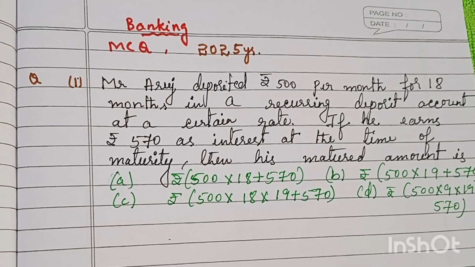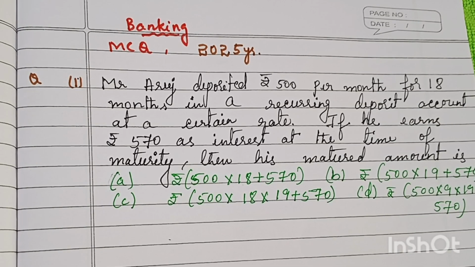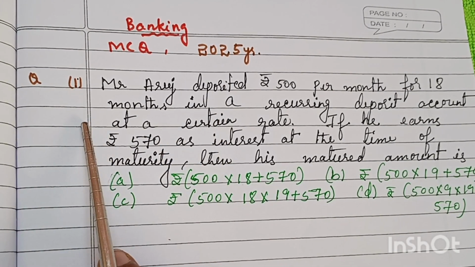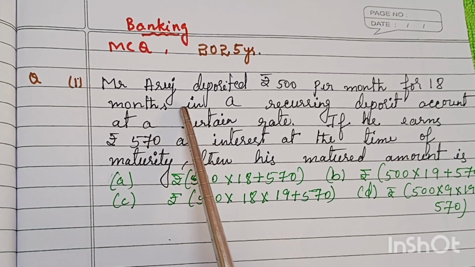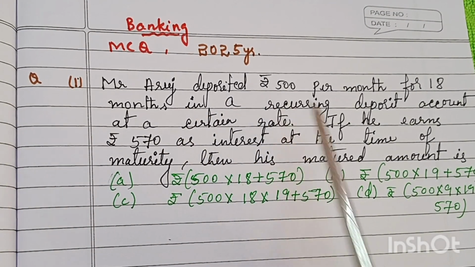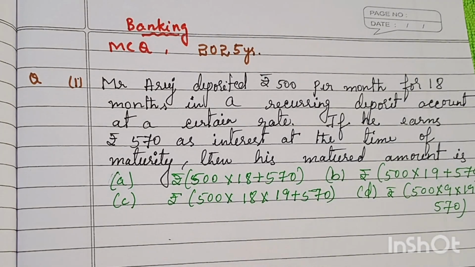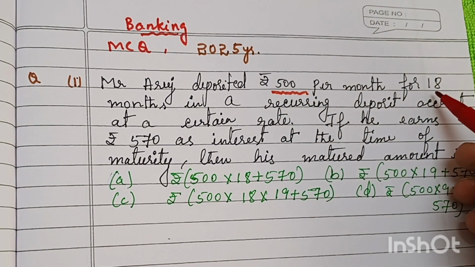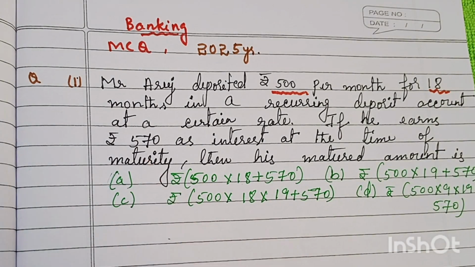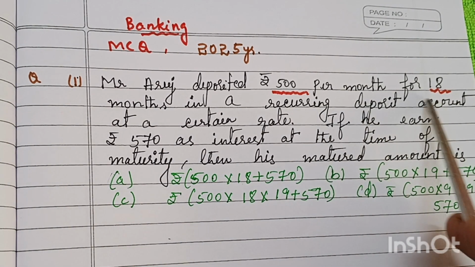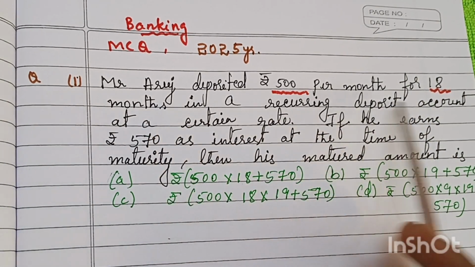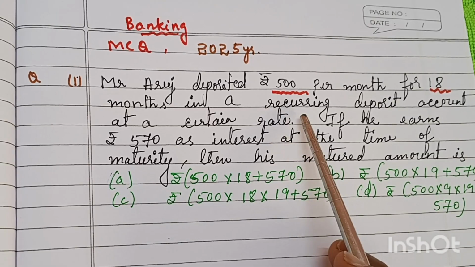हम लोग आज बैंकिंग चैप्टर के whole question papers देखेंगे. This was asked in 2020-25. So here, Mr. Arjun deposited ₹500 per month. How much is the deposit? 500 per month. So principal is 500, for 18 months in a recurring deposit. Recurring deposit means RD, 18 months. So always we have to calculate interest on number of months.